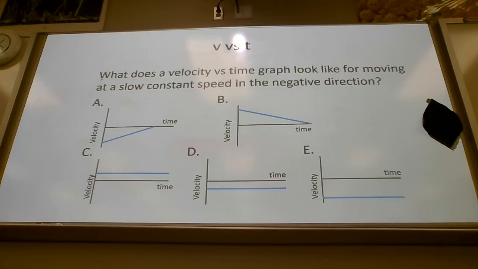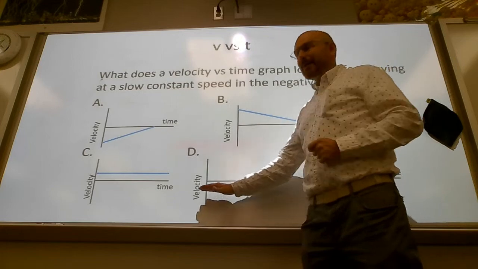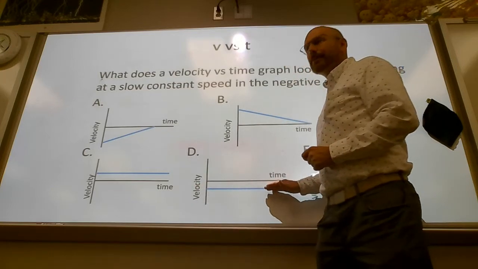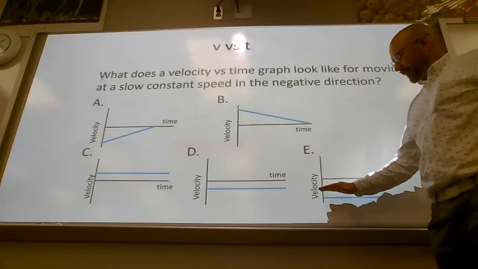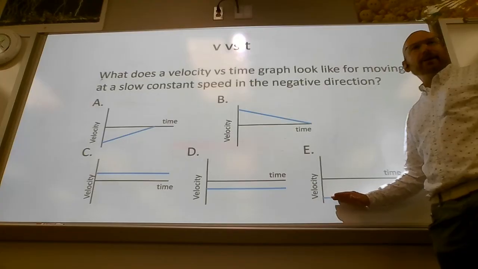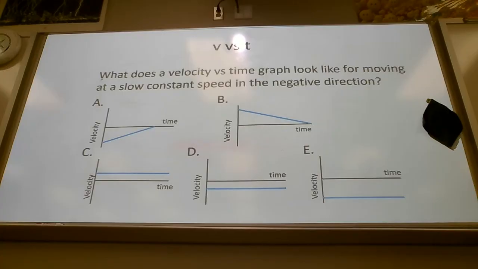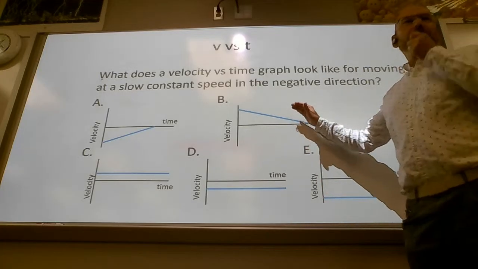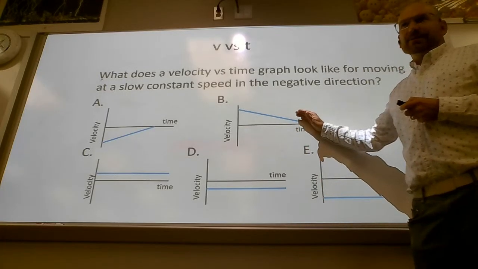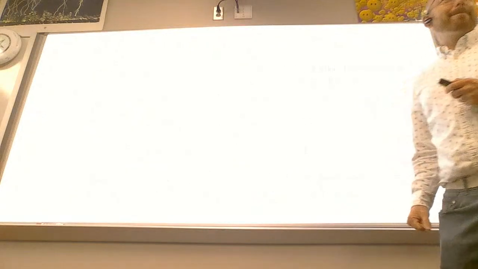Got some votes for D. Dangerous dinosaurs. Okay. We are in negative land. Cruise control. Okay. This one would be like negative 1 meter a second. This would be like negative 2 meters a second. You're going faster here. This is slower. Good. This would be true if it was a position versus time graph, but it's not. It's a velocity versus time graph. Good with that?